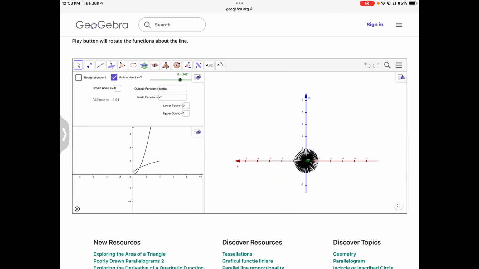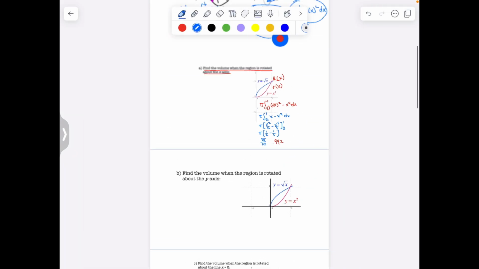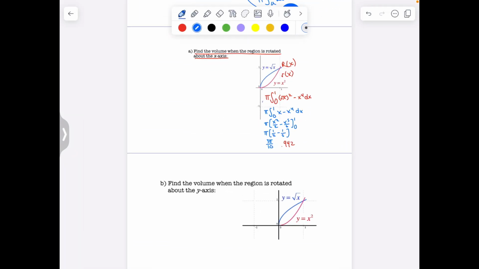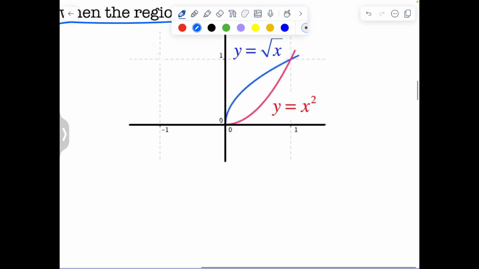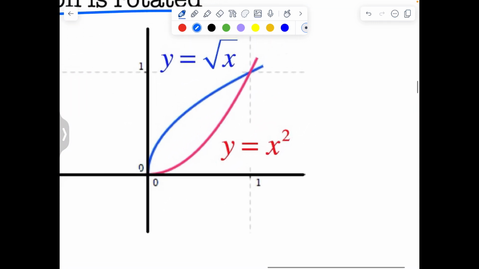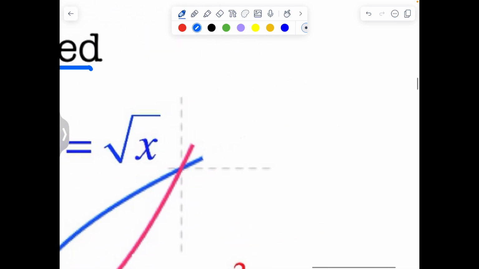Yeah, you see how it just rotates around, creates that nice shape. Very cool. And we basically have the same question as before, same graphs, except the question is asking when the region is rotated about the y-axis. And so when this happens, you basically want to convert these two equations into equations that are in terms of y. So how do you do that?